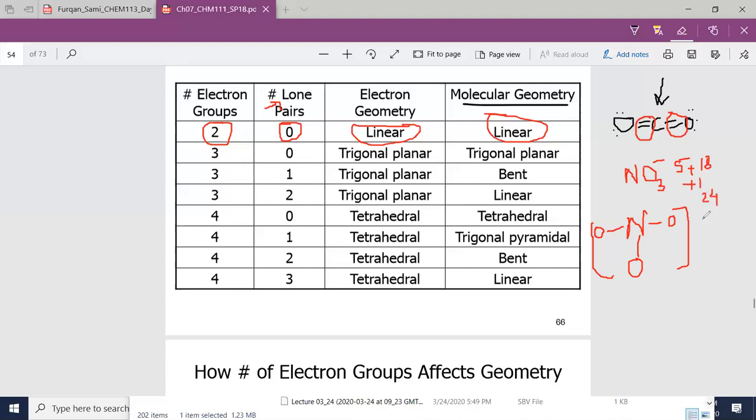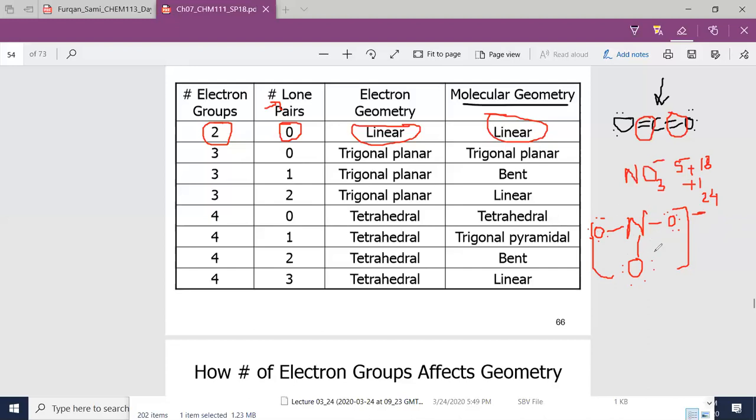Okay, 24 valence electrons. Six times three is 18, 18 plus six, 24, right? So 1, 2, 3, 4, 5, 6, 7, 8, 9, 10, 11, 12, 13, 14, 15, 16, 17, 18, 19, 20, 21, 22, 23, 24. There's 24 electrons that were supposed to satisfy here. Okay, so good. So that's going to be the structure, and I'm going to write the minus charge here.